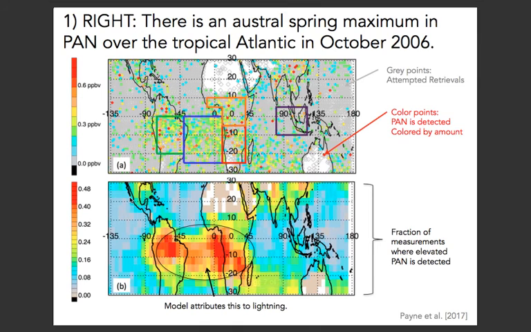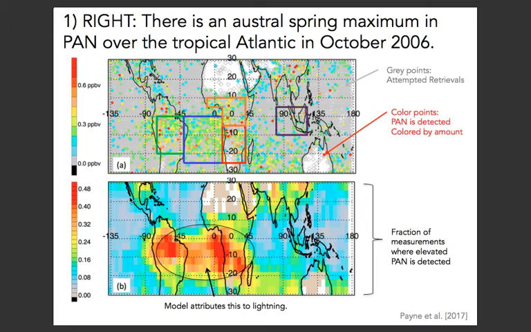So here's the first right, which I was very excited about when we saw. What's shown here on the top is from a new paper from Vivienne Payne. The gray points are attempted PAN retrievals from TES, and the colored points are the points where PAN was detected, and it's colored by amount over here on this scale. On the bottom here is the fraction of measurements where elevated PAN is detected. And so look, in the tropical Atlantic, there's a lot of PAN. And so that I would say is right.